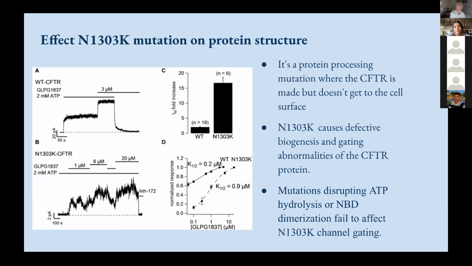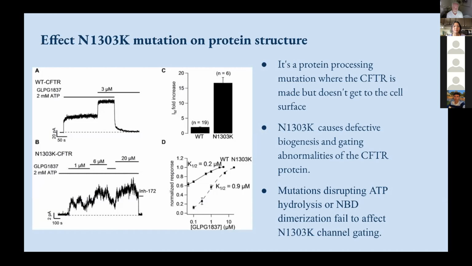All right, cool. So the effect of the N1303K mutation on the protein structure: it's a protein processing mutation where the CFTR is made, but the cell doesn't go through. Like we had said, the channel is closed. On the top right, you can see there's a fold increase on the mutation; the bar goes up. So it causes defects in biogenesis and gating abnormalities of the CFTR protein.